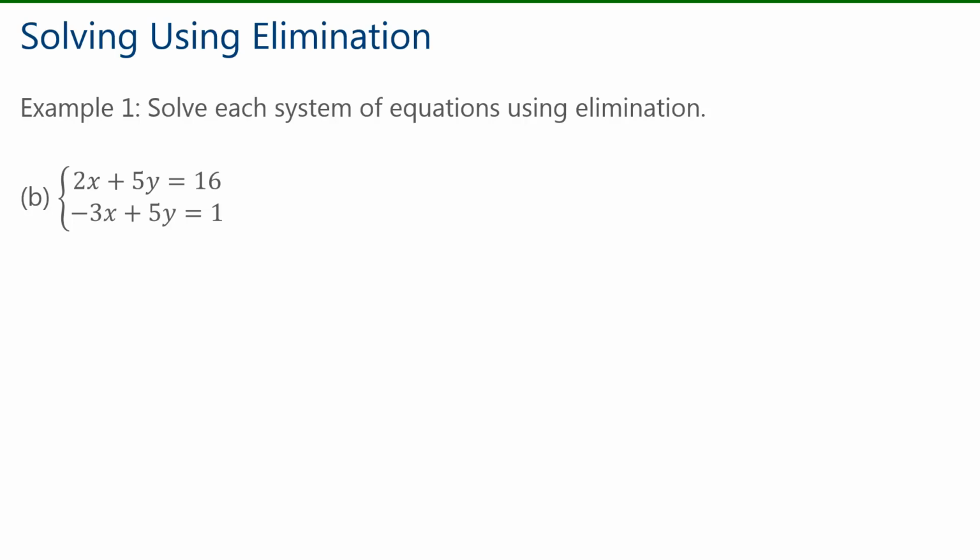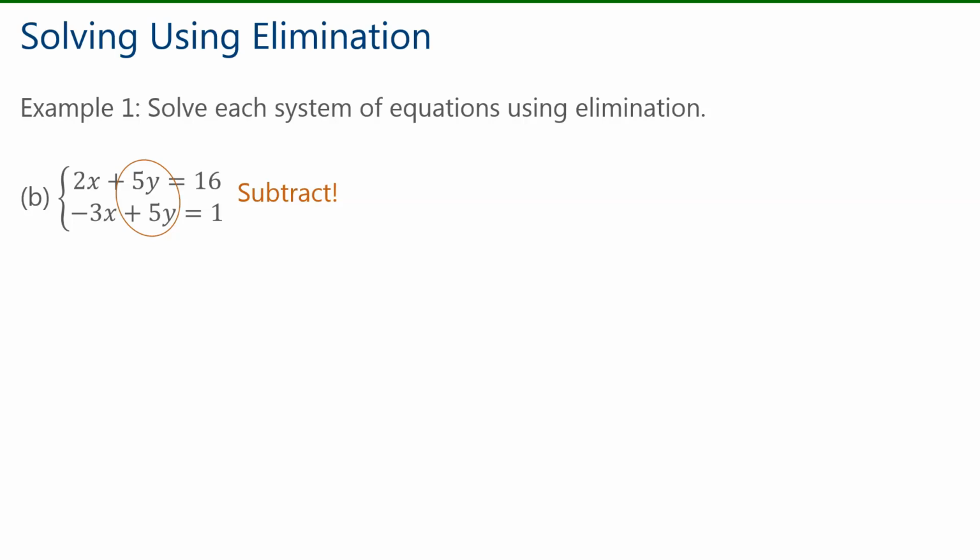Now let's run through this process again for b. So what variable should we eliminate here? Well, I see that the coefficients of y are both 5, so that's the variable we should eliminate. Now, should we add or subtract these two equations together? Well, if I add them, 5y plus 5y gives me 10y, and we're looking for 0. So that means we should subtract, because 5y take away 5y is 0.